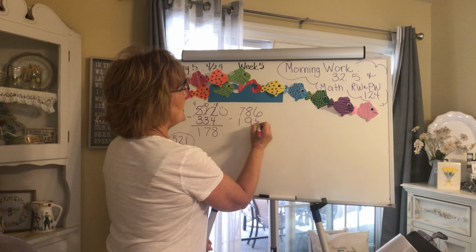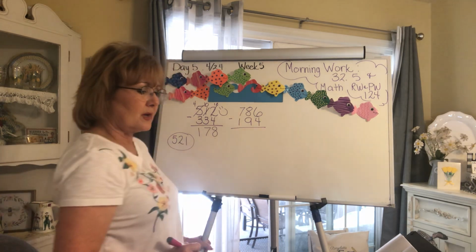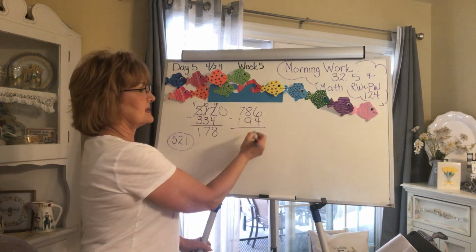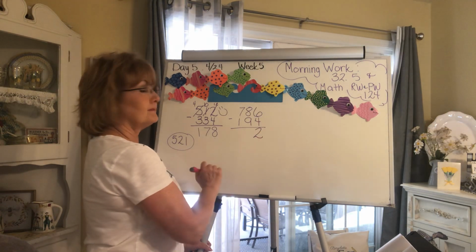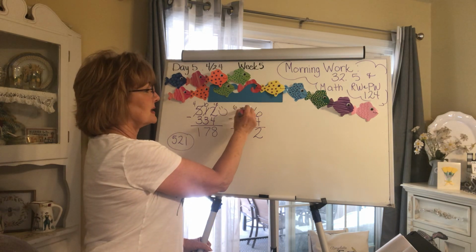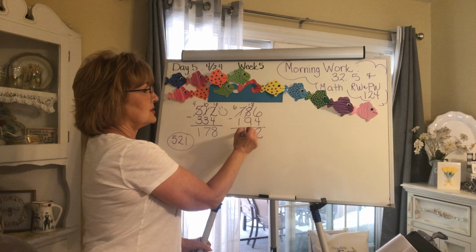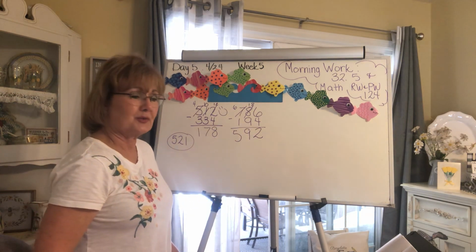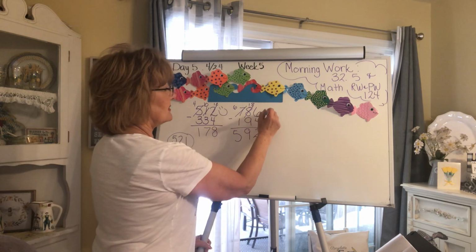786 take away 194. Hopefully you did not regroup here because 4 is not more than 6. So did you get 2? But 9 is definitely greater than 8, so you had to go next door. And you should have gotten 9 and 5, 592. Okay, check and see if you did that.